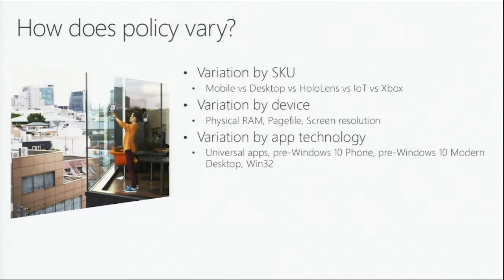And then Win32, we don't police those at all, so there's no policy. Pre-Windows 10 desktop apps, so pre-Windows 10 immersive apps for Windows 8 and 8.1, they didn't have any memory caps, for example, so they continue not to have any memory caps. Just like Win32 apps, they do not have any memory caps. Because, again, we want to maintain app compat, so we don't break any of those things just because we have a new model. So policy varies across these different dimensions.